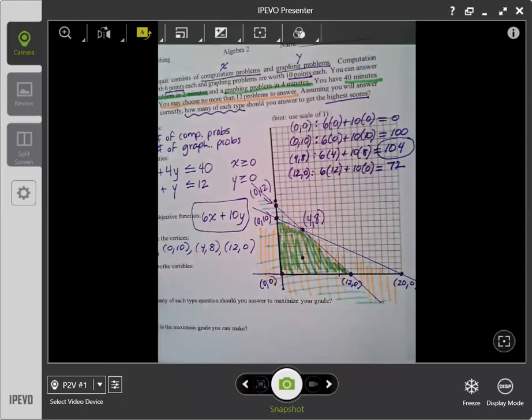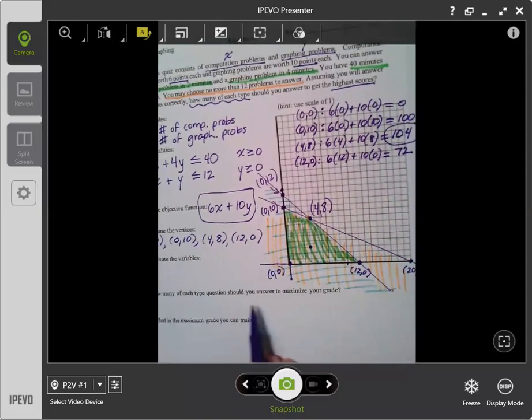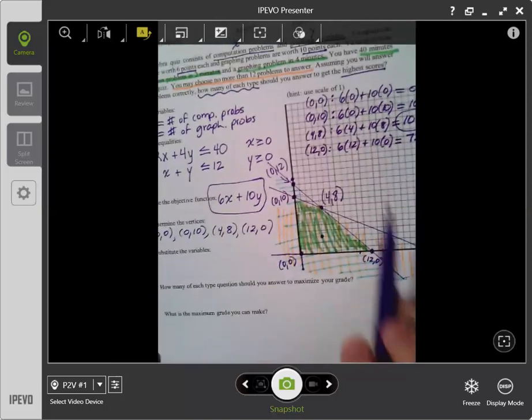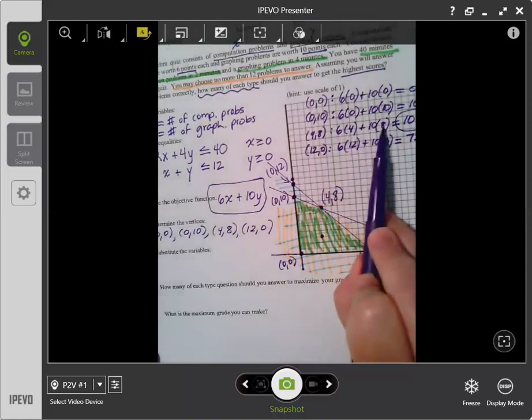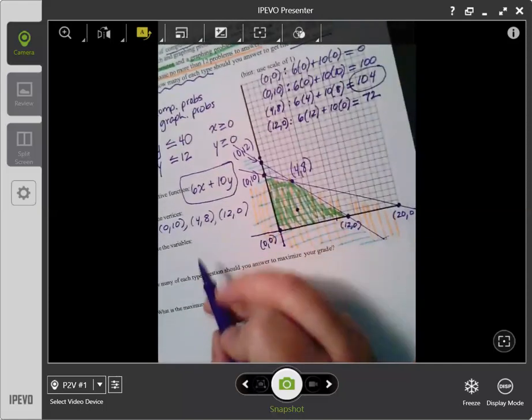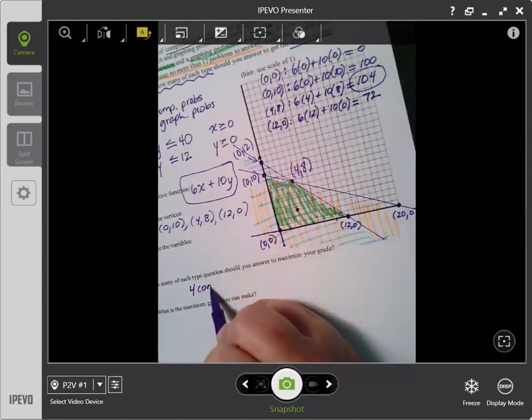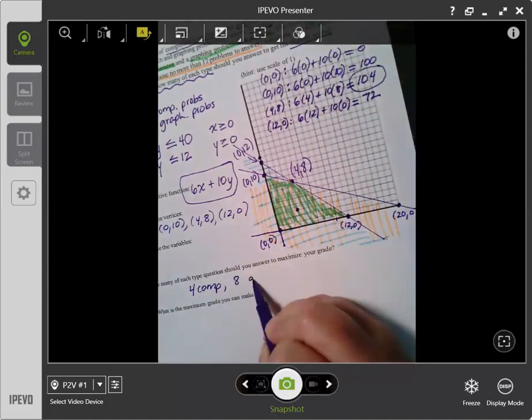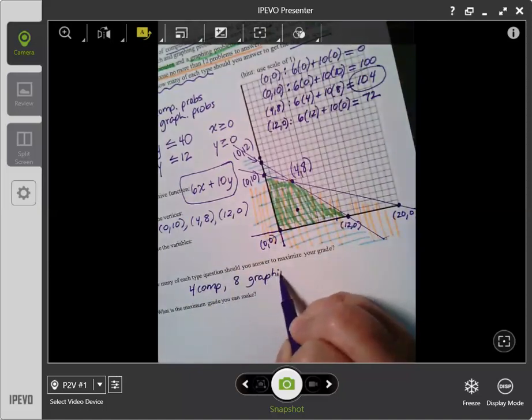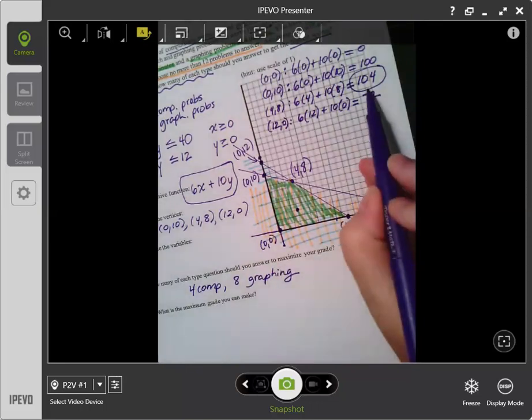So how many of each type of question should I answer to maximize my grade? I should answer 4 computation and 8 graphing problems. What is the maximum grade I can make? 104.